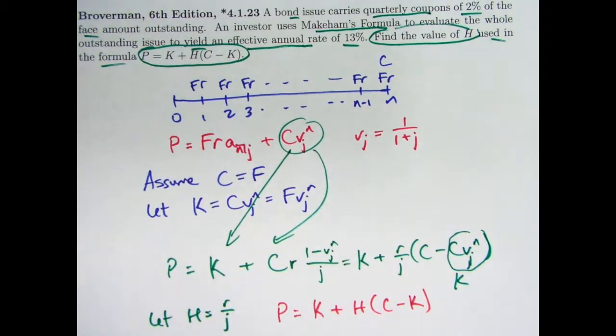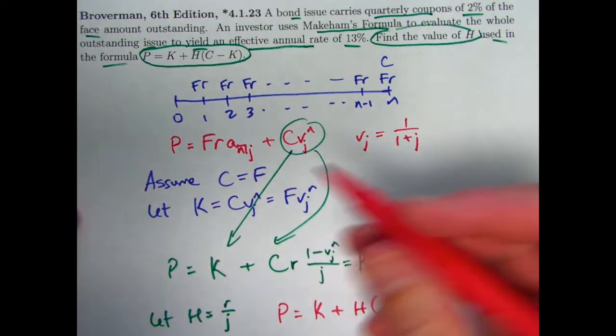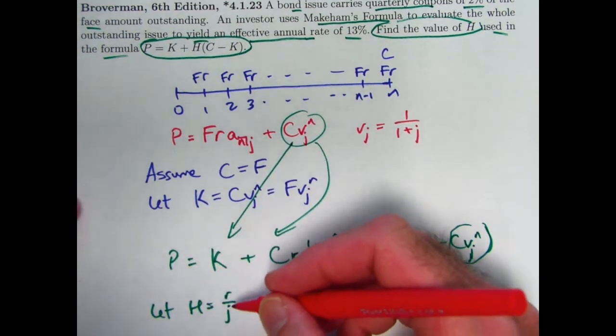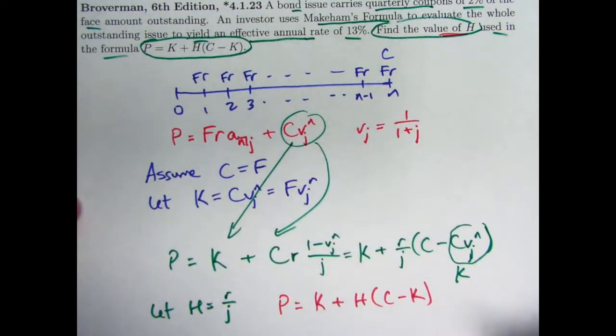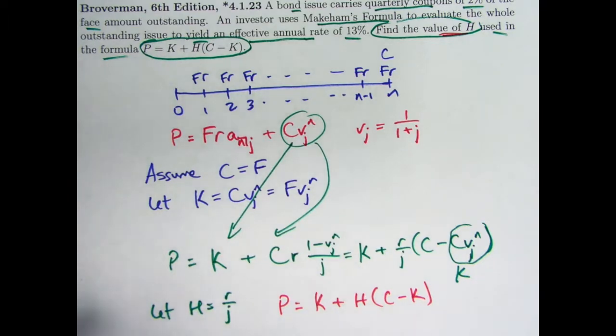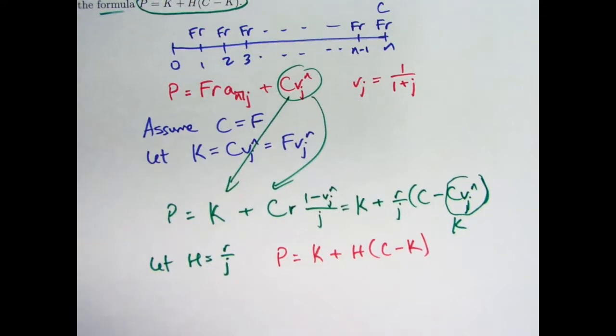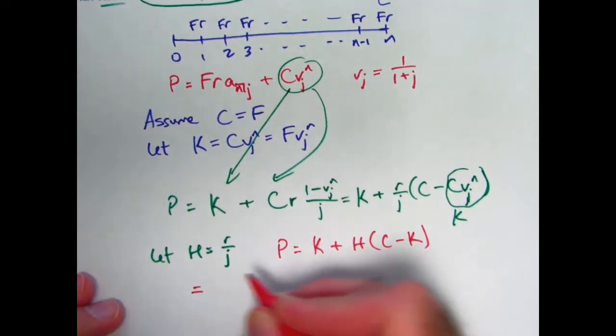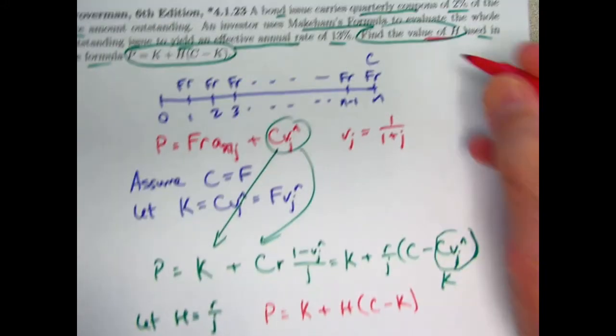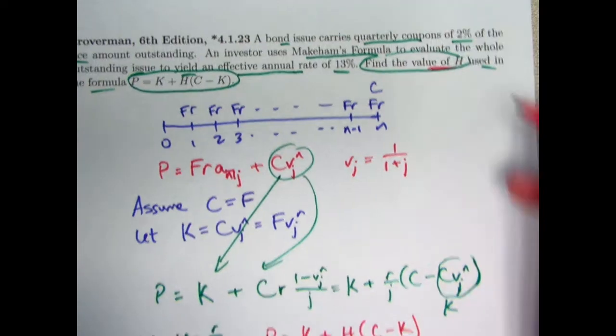Okay, so as far as solving the problem goes, all we need to do is find R over J. Find the value of H, which is going to be R over J in this formula. After I go ahead and find that, then I'll talk a little bit more about the formula and how it's useful. All right, so how do we find it? We just find R over J. We already know R is 0.02. That's the quarterly coupon rate.